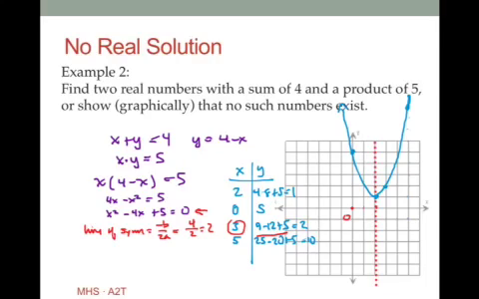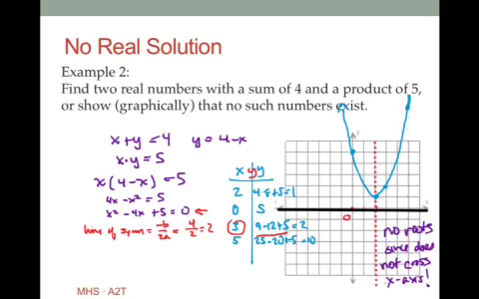And what you get a sense of in looking at this parabola, which is a graph of the function x squared minus 4x plus 5, is that it doesn't actually ever cross the x-axis. And since it doesn't cross the x-axis, there are no roots or no real solutions. And we learned that that actually means that we have complex solutions. And that completes our lesson for today.